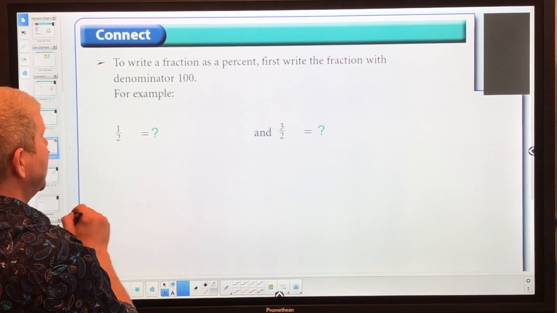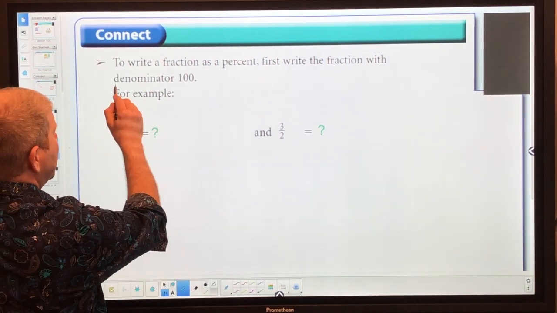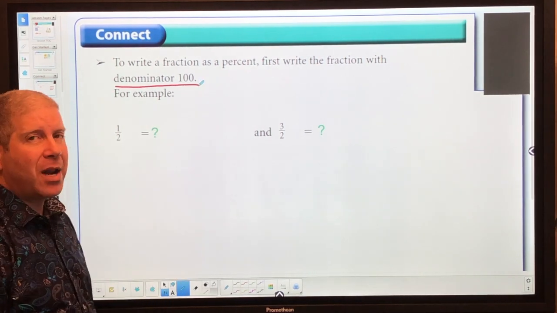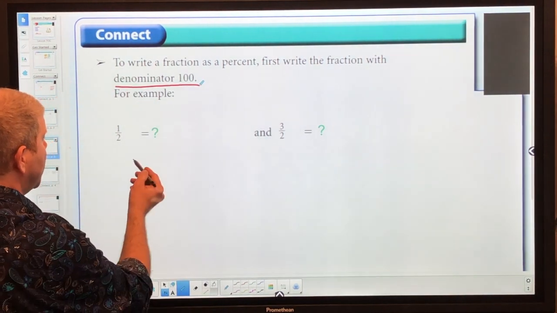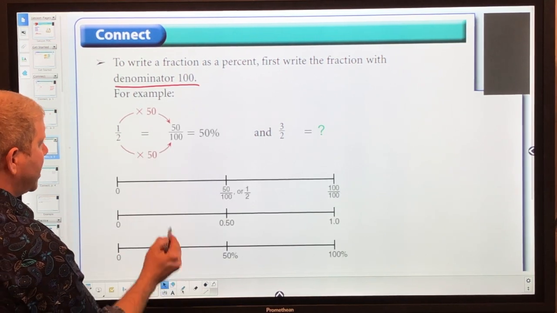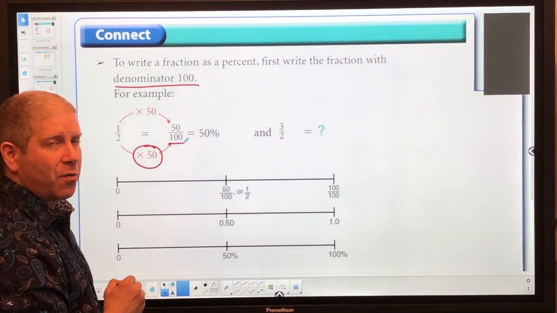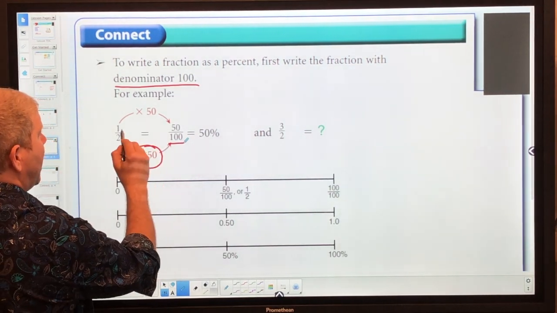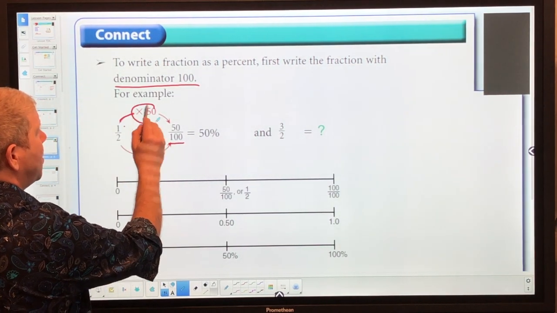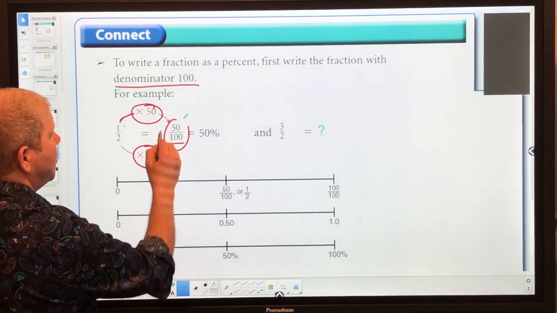To write a fraction as a percent, we're going to first write that fraction, as we discussed earlier, with a denominator of 100. For example, we're going to take 1/2 here, and we're going to recognize that if we multiply the denominator by 50, we get 100, which is what we want. And then we'll also multiply the numerator by 50. They have to be multiplied by the same number. That gives us 50 over 100.